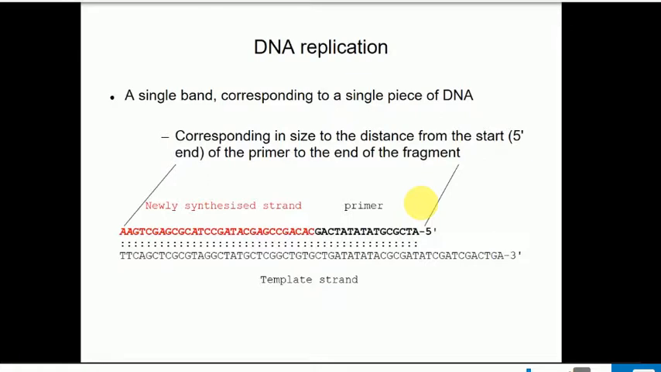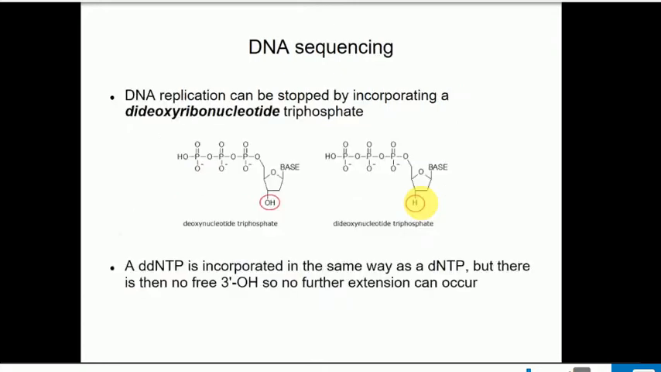So here's our template strand, here's our primer, here's our newly synthesized strand. This is a stretch of unique length. It's defined at the 5' end by the start point of the primer, which you define because you make the primer, and it's defined at the 3' end by the end of that DNA template. So that is, you know, invariant. It's a particular length. Not larger, not smaller. So if this has been labelled with radioactivity and you run the whole thing down a gel and you expose it to X-ray film, the radioactivity will cause exposure of the X-ray film, and you'll see a single band corresponding to that fragment. Everyone okay so far?